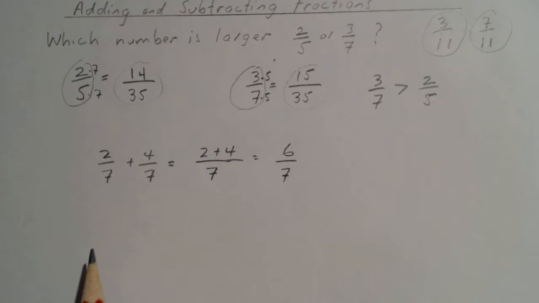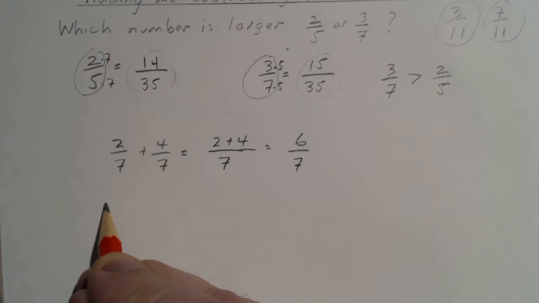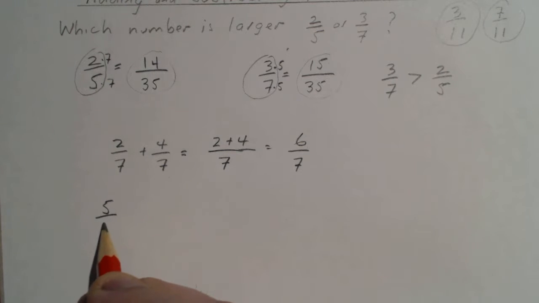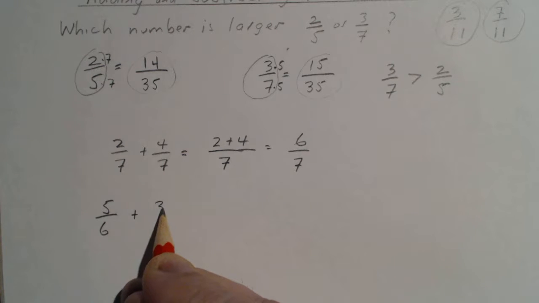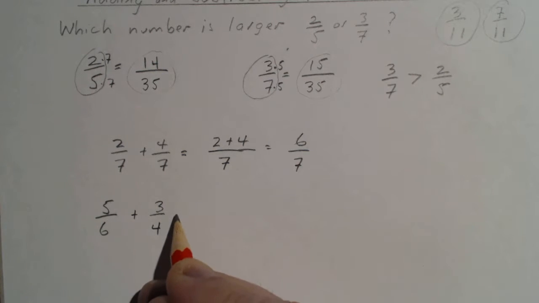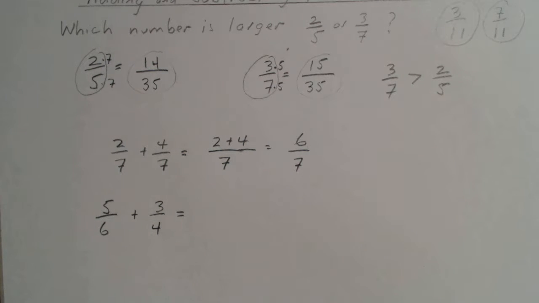But what happens if we have one where the denominators are different? For example, I've got 5 over 6 plus 3 over 4. Now, because these two denominators here are different, we have to get them the same because we can only add fractions when the denominators are the same. So, we need to find a common denominator.